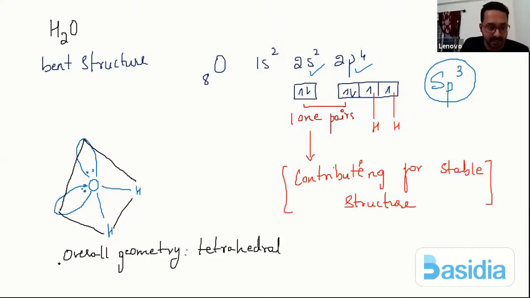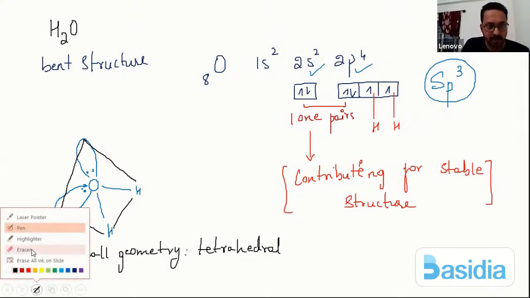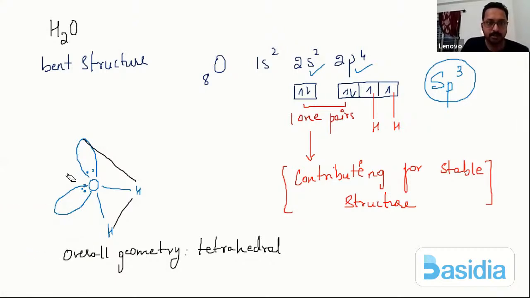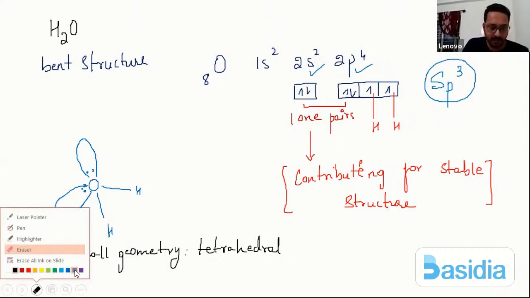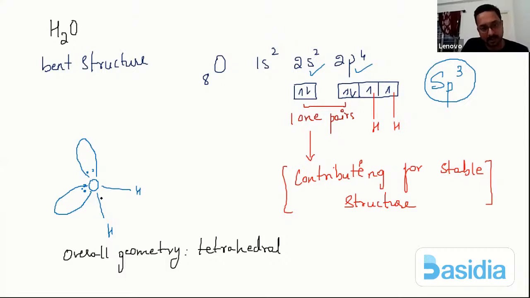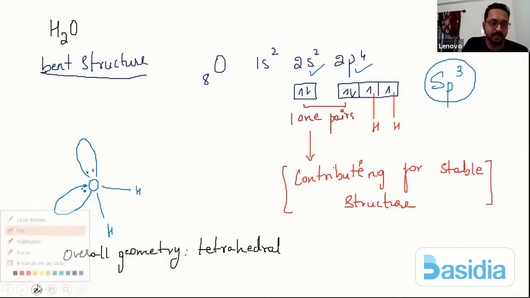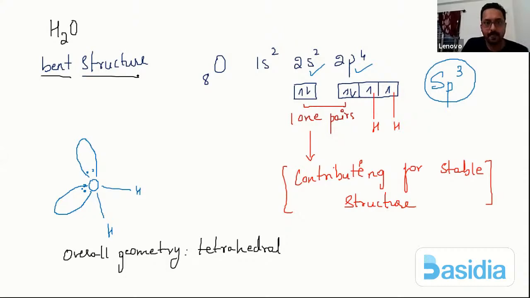But when I say the geometry with respect to only the atoms, then what exactly is going to happen now? Here we see that this has a bent structure. Okay, so this has a bent structure over here.